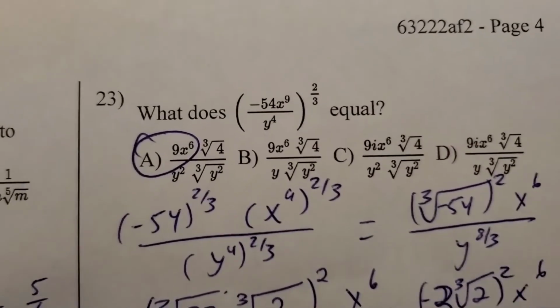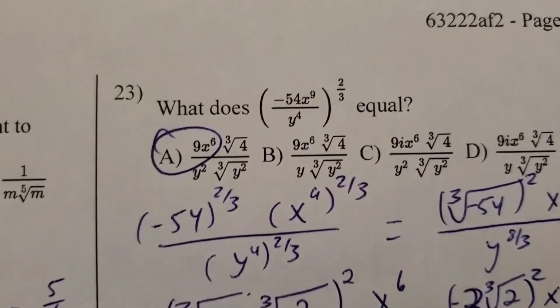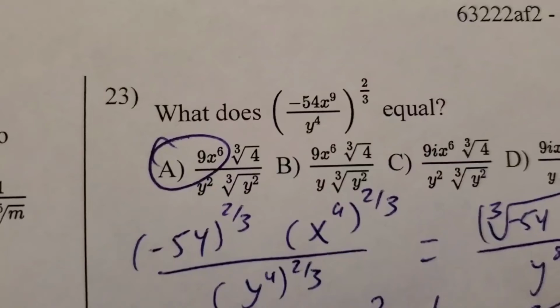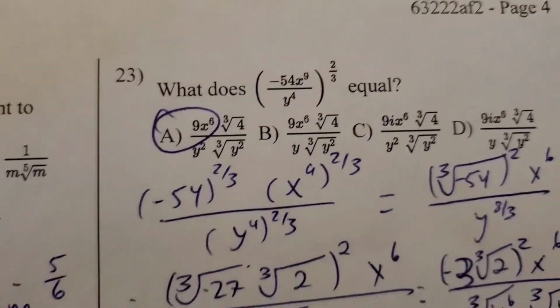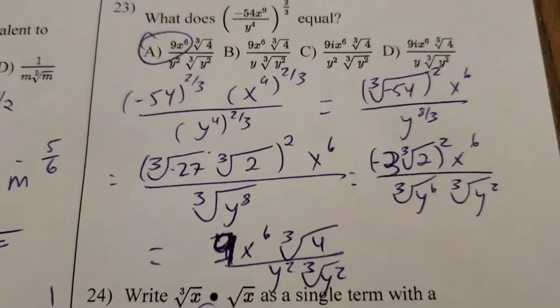All right, strap in, folks. Here is the toughie of the whole entire worksheet. We've got negative 54 x to the 9th over y to the 4th to the power of 2/3. Okay, so first, sorry, the video just hit its limit.